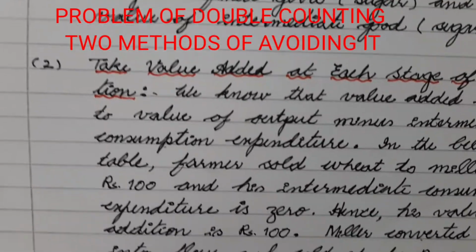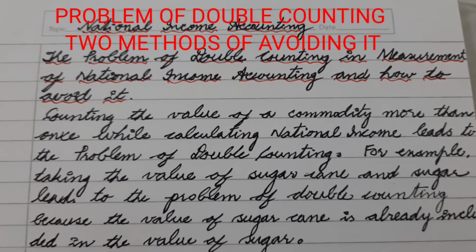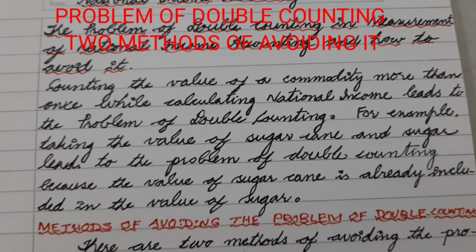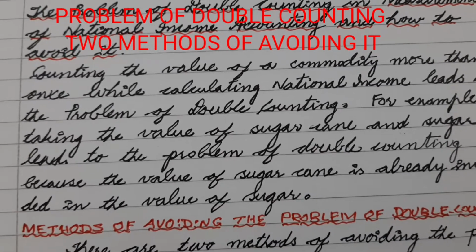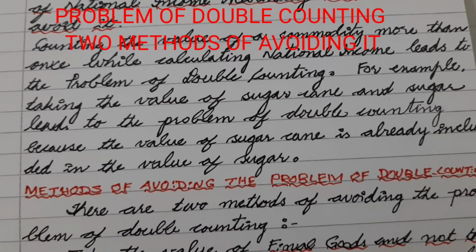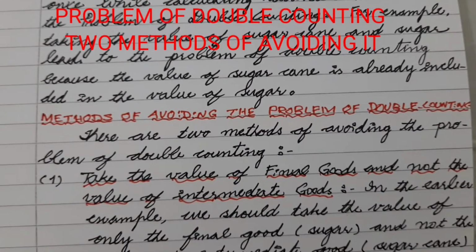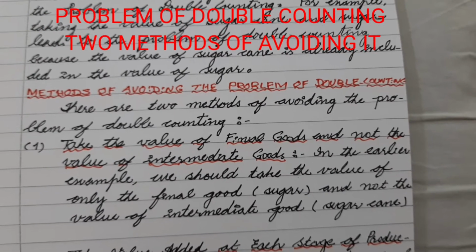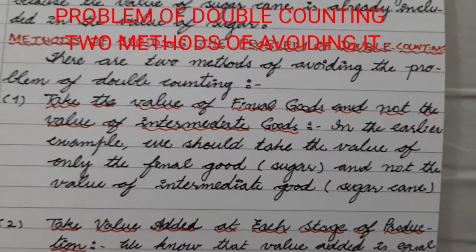Let me once again repeat what is given here. The problem of double counting in measurement of national income accounting and how to avoid it. Counting the value of a commodity more than once while calculating national income leads to the problem of double counting. For example, taking the value of sugarcane and sugar leads to the problem of double counting because the value of sugarcane is already included in the value of sugar. Methods of avoiding the problem of double counting: there are two methods. One, take the value of final goods and not the value of intermediate goods. In the earlier example, we should take the value of only the final good sugar and not the value of the intermediate good sugarcane.